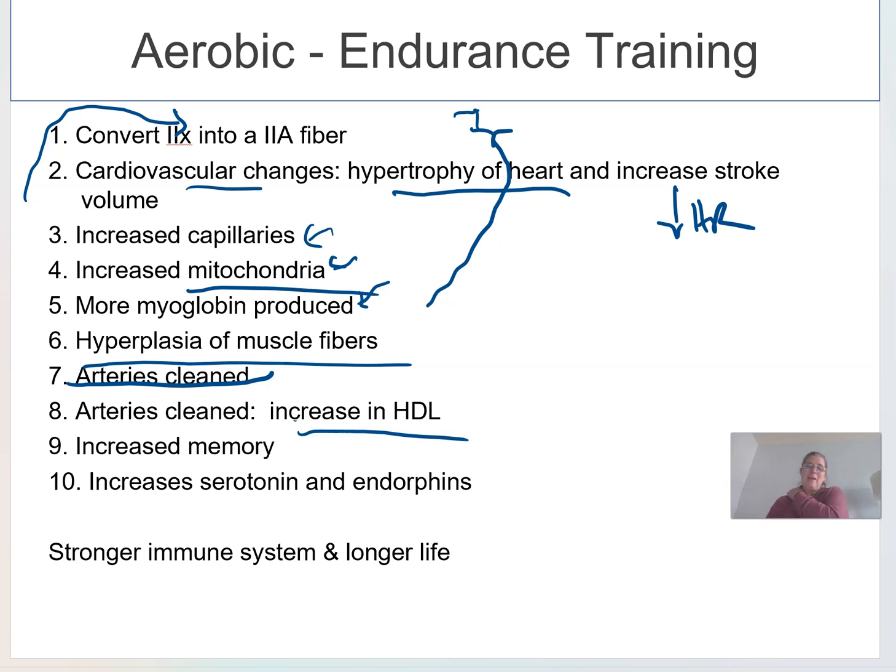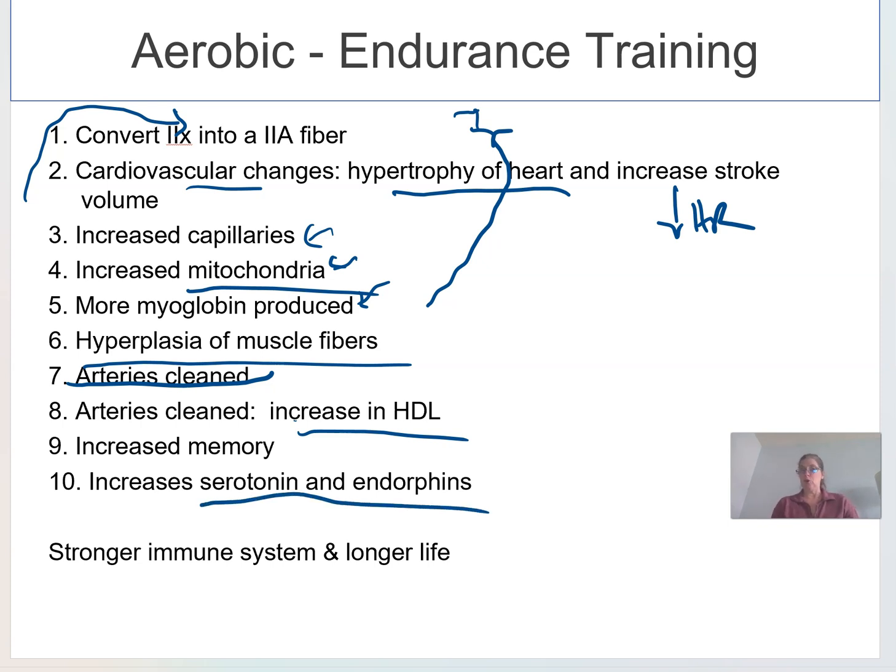We know it does a lot of mental changes. There's a lot of research showing that exercise helps memory. So, take a walk, exercise, listen. I don't know if you really want to listen to lectures while you walk, but it does help with memory and learning. And it releases some really important neurotransmitters.